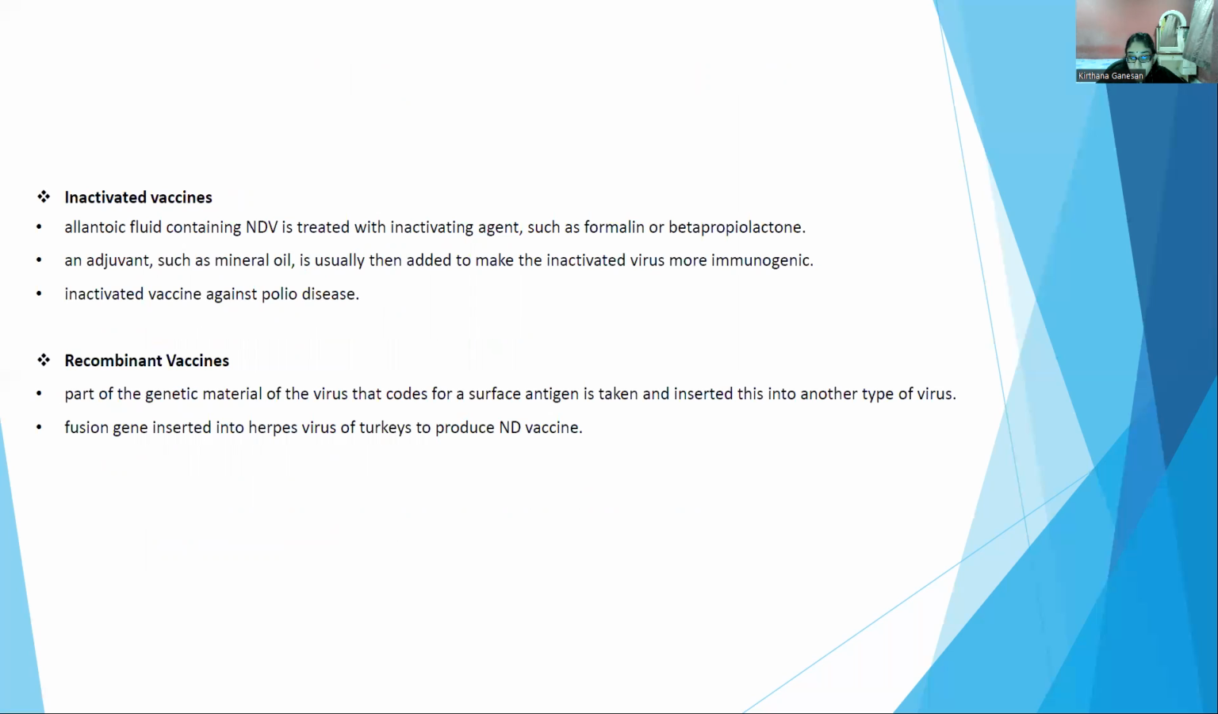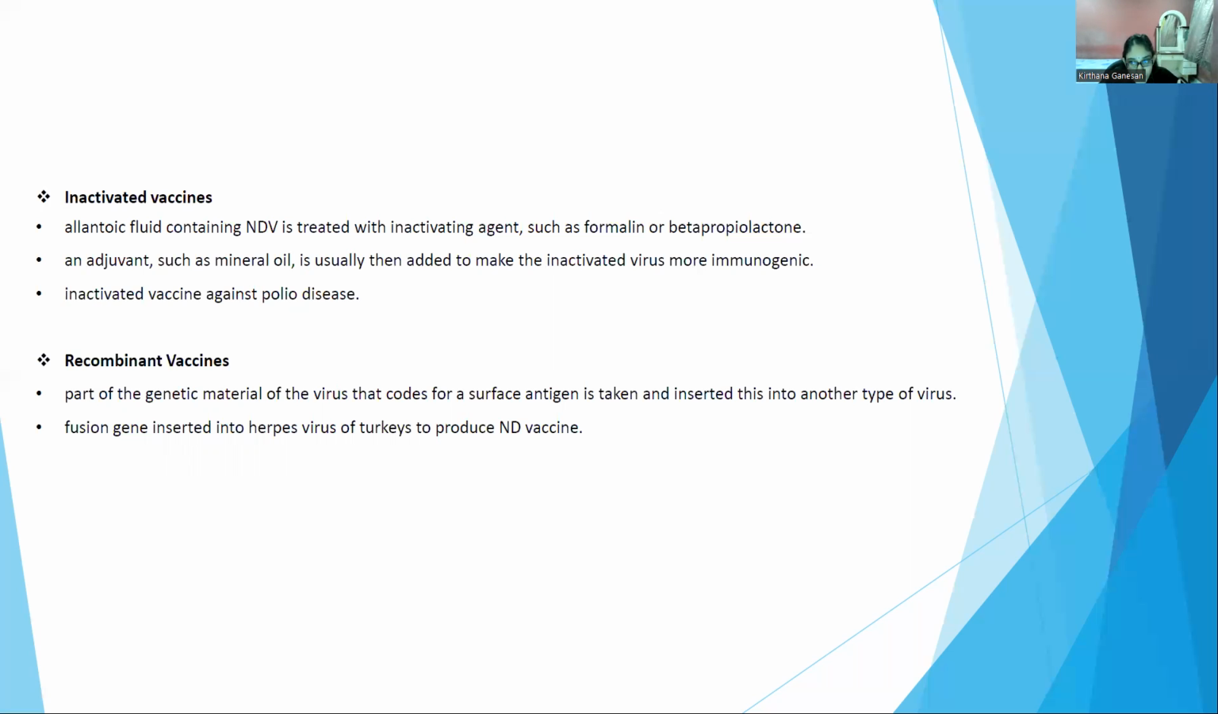The third type of Newcastle disease vaccine is the inactivated vaccines. As for this vaccine, the allantoic fluid containing Newcastle disease virus is treated with an inactivating agent such as formalin or beta-propiolactone. An adjuvant such as mineral oil is usually then added to make the inactivated virus more immunogenic. The inactivated vaccine against polio disease is one type of this inactivated vaccine.